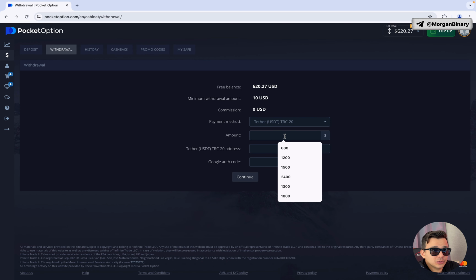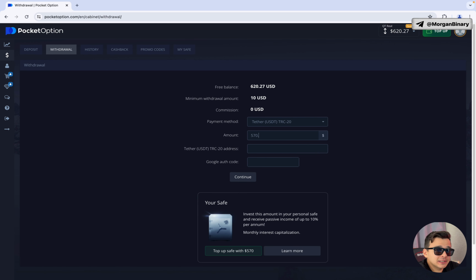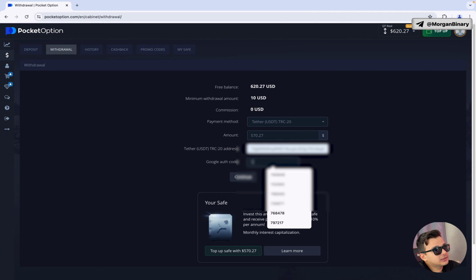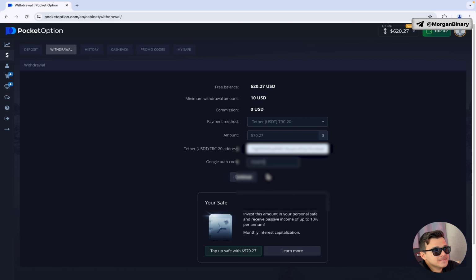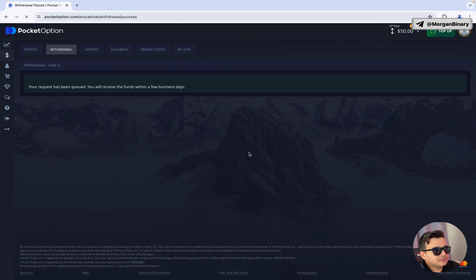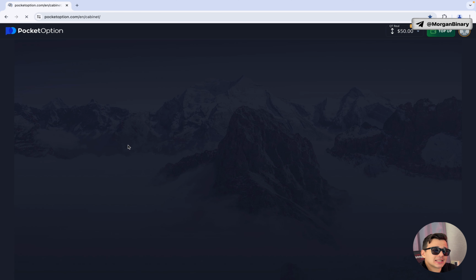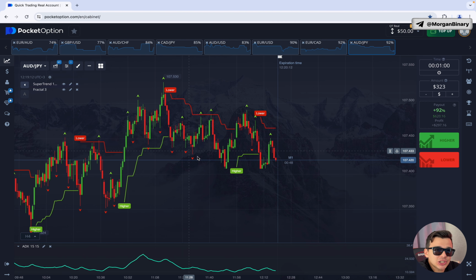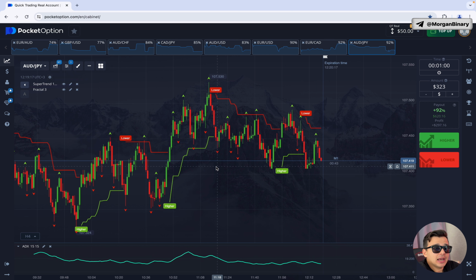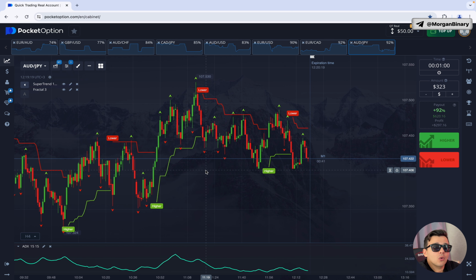Today's amount will be $570. Withdrawal operation is successfully executed. This is the trade today with the use of this bunch of indicators. As I said earlier, in general, everything was very clear, easy and simple.